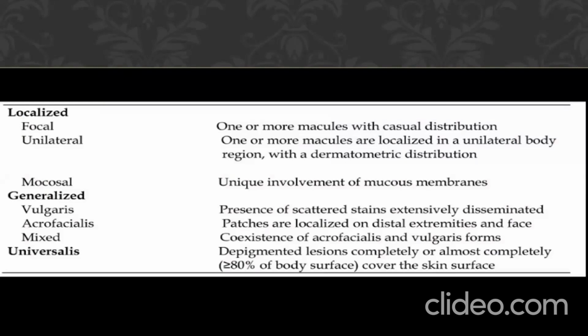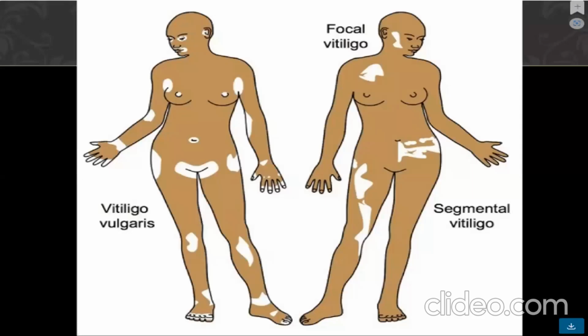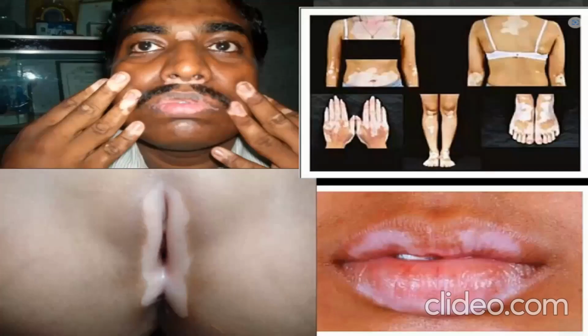Vulgaris means presence of scattered stains extensively disseminated. Acrofacialis, mainly patches on the distal extremities and face. Mixed is coexistence of acrofacialis and vulgaris. Universalis means depigmented lesions completely or almost completely cover the skin surface, more than 80% of the body surface is involved. Then these are the common sites.